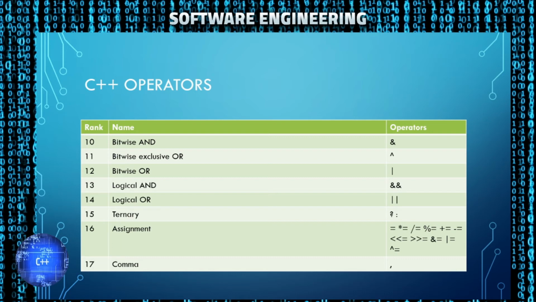And then at the 13th and 14th levels, we have the logical AND and logical OR. Same kind of thing, but for true and false. So some standard truth tables.